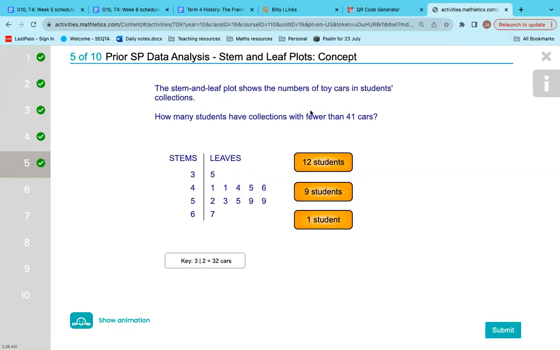Okay, the next one, we've got our toy cars again. How many students had collections with fewer than 41 cars? So I'm going to find 41, and then I'm going to see how many are less than that. Okay, I'll just say the wrong answer so that you can get 100% when you do this.